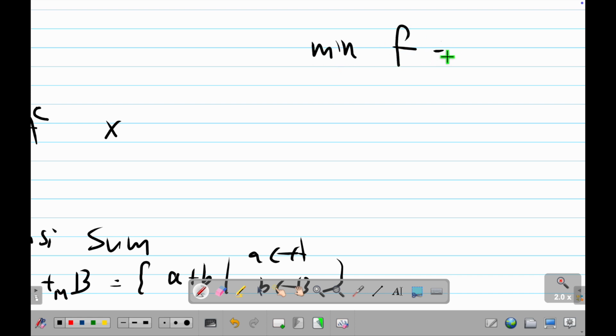Min of F plus G. This one is not differentiable, this one is differentiable. So we have subgradient. This is a set, so we have set plus something. So this is actually Minkowski sum. So that's why we have to do this.